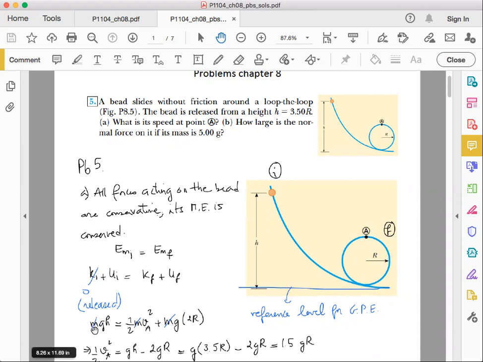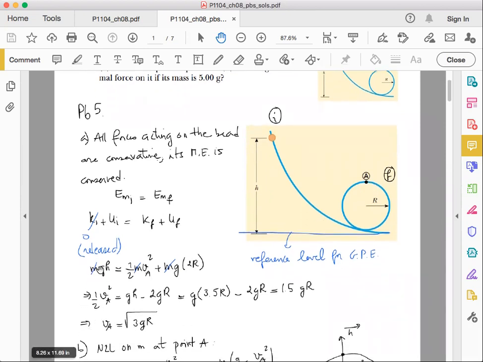So if you just get rid of m, it can be simplified in all the terms. So we end up with gh is equal to half va squared plus 2gr. So half va squared is equal to gh minus 2gr. Given that h is equal to 3.5 r, we end up with half va squared is equal to 1.5 times g times r, and so va is the square root of 3 times g times r. So this is the speed of the bead at point A. That was the first question.